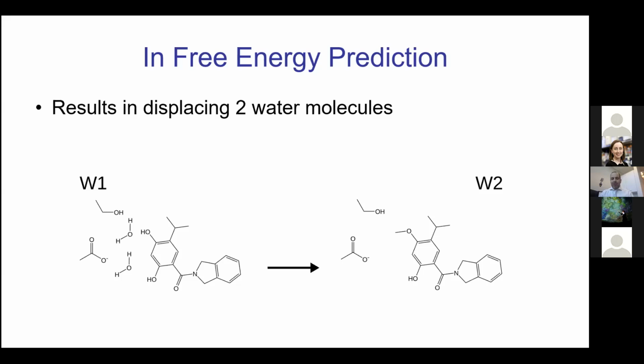So let's have a look at one example. Ligand W1, we convert it to ligand W2. Changing the hydroxy to methoxy results here in the displacement of these 2 water molecules.